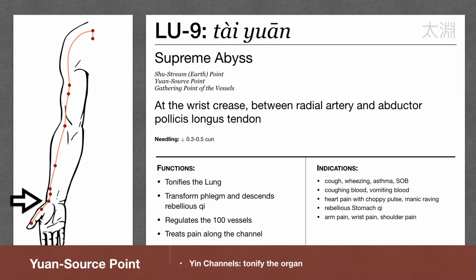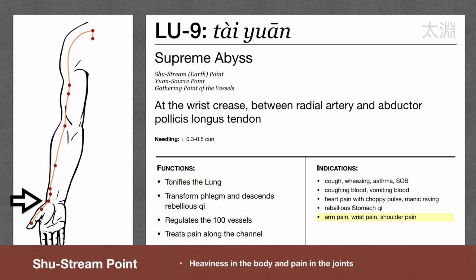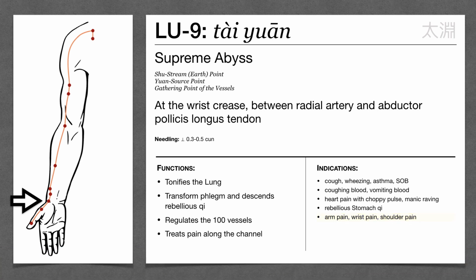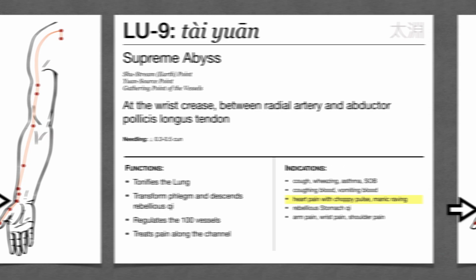Lung 9 is the Yuan source point. On yin channels, Yuan source points tonify the organ. So here, lung 9 tonifies the lung, both lung qi and lung yin. It's a Shu stream point, so it treats joint pain, and it's one of the 8 gathering points, or 8 Hui meeting points. It's the meeting point of the vessels, so it can treat certain heart conditions due to stagnation.